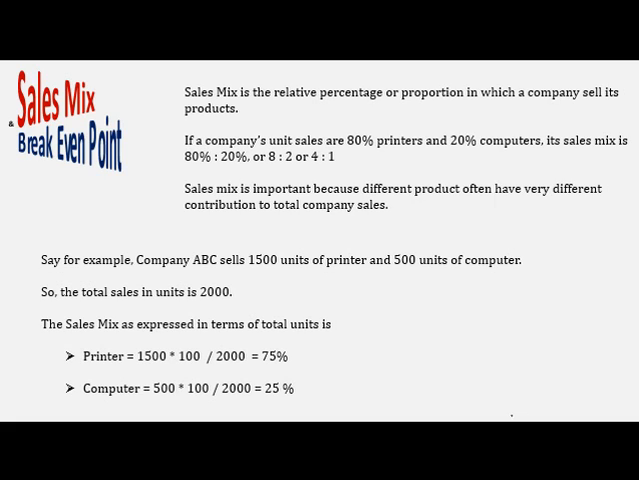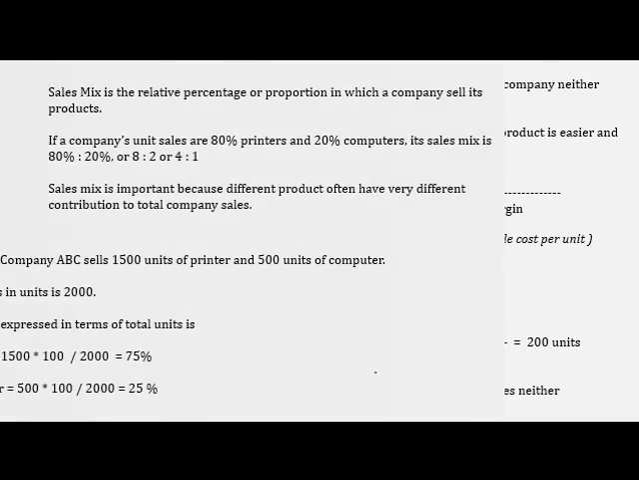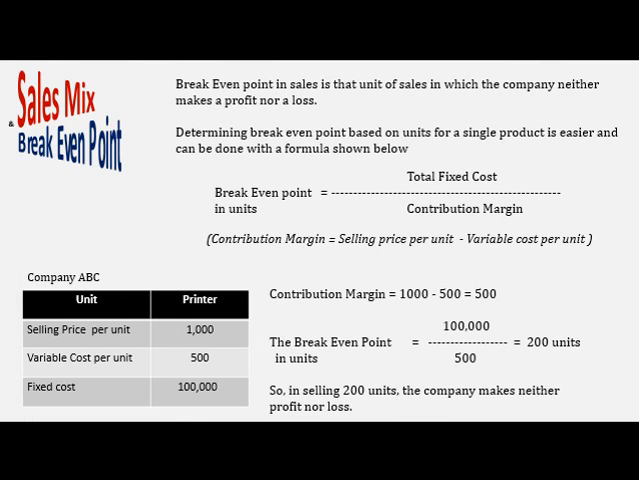Break-even point in sales is that unit in which the company neither makes a profit nor a loss. Determining break-even point based on units sold for a single product is easier and can be done with the formula as shown here. Break-even point is equal to total fixed cost divided by the contribution margin, where the contribution margin is the selling price per unit minus the variable cost per unit. Let's take an example to understand this.